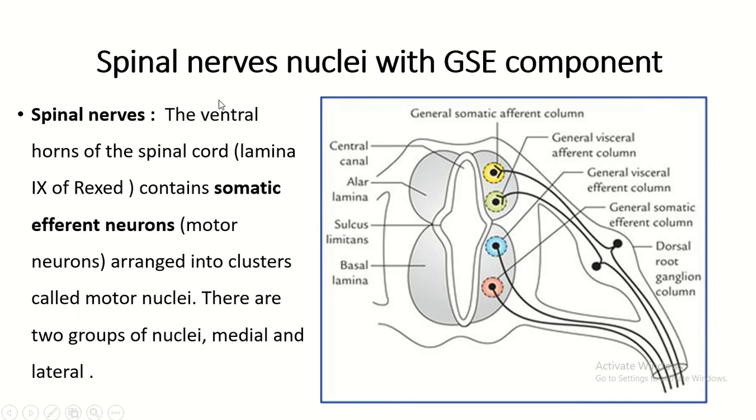General somatic efferent nuclei. Spinal nerve nuclei with general somatic efferent component. This is the neural tube, this is the mantle layer, and this is the marginal layer. The mantle layer is converted into the gray matter of the spinal cord. These are the alar plate, which deals with sensory functions, and the basal plate, which deals with motor function, and general somatic efferent nuclei are present within the basal plate.